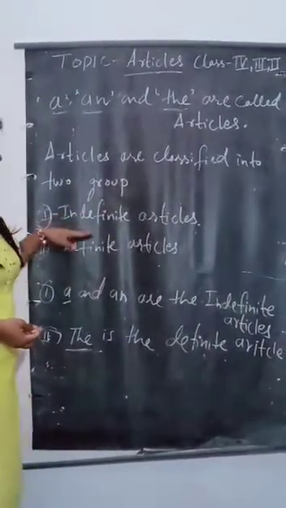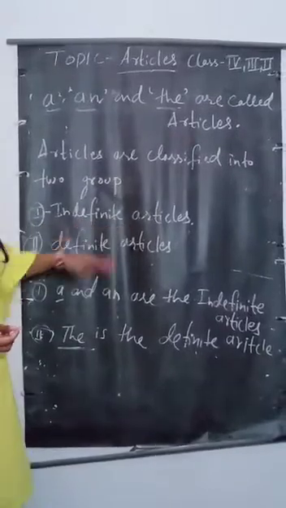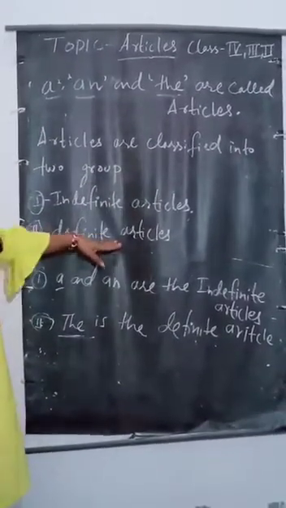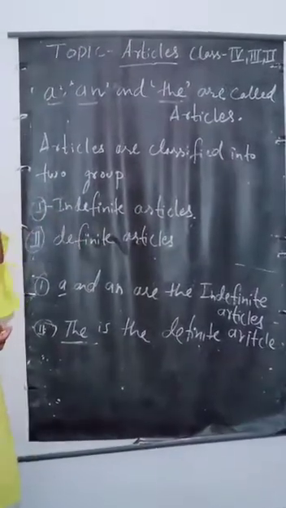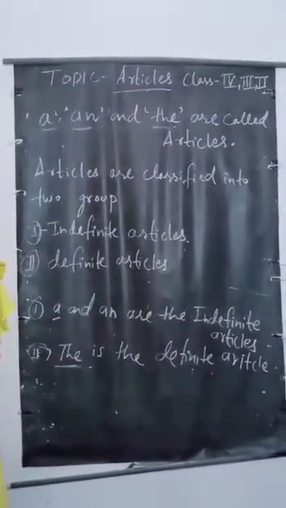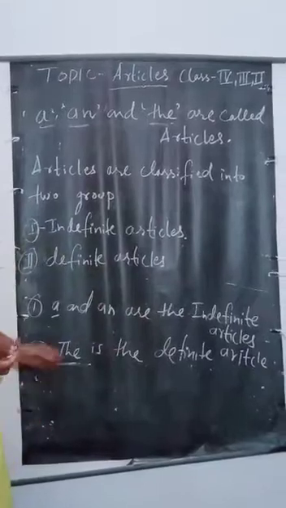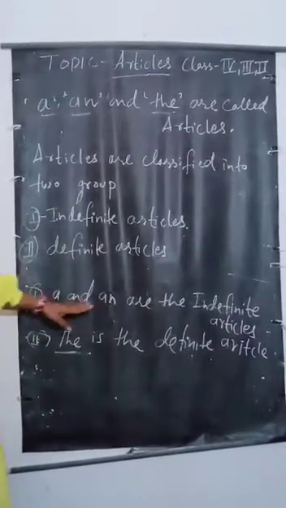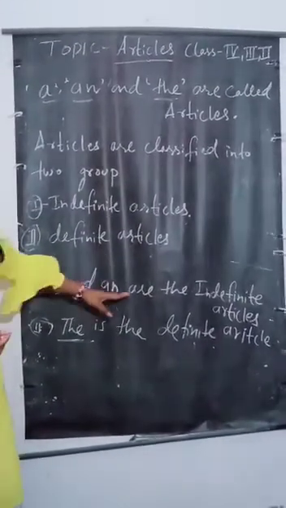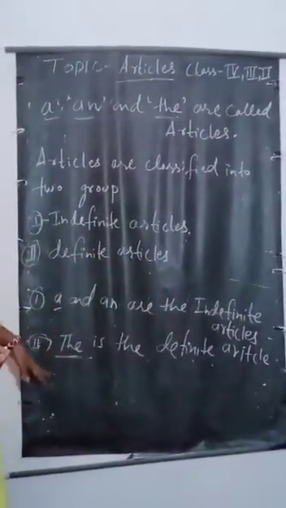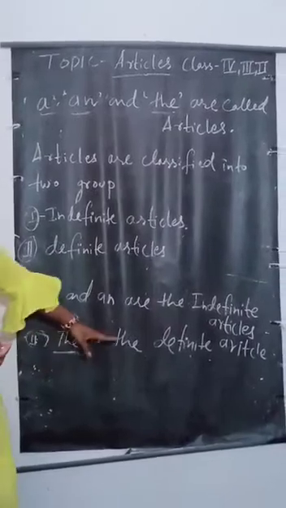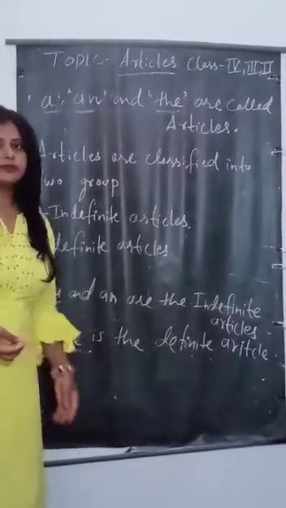Which ones? Indefinite article and definite article. So what is an indefinite article and what is a definite article? First of all, talking about indefinite articles: A and An are the indefinite articles. The is the definite article.